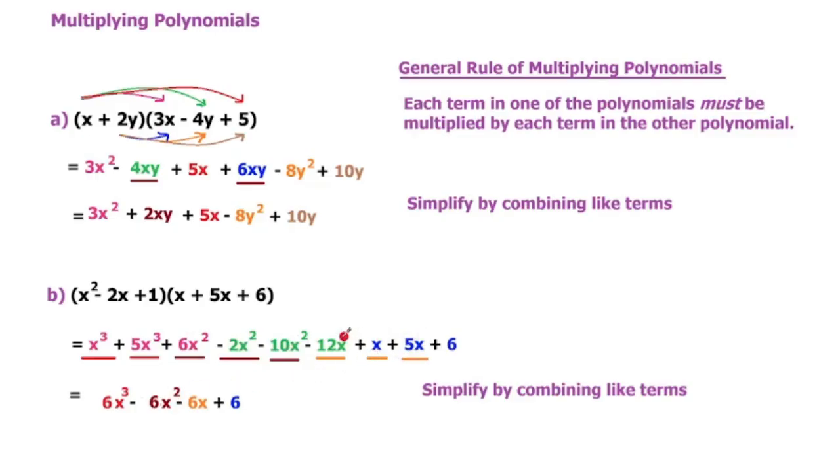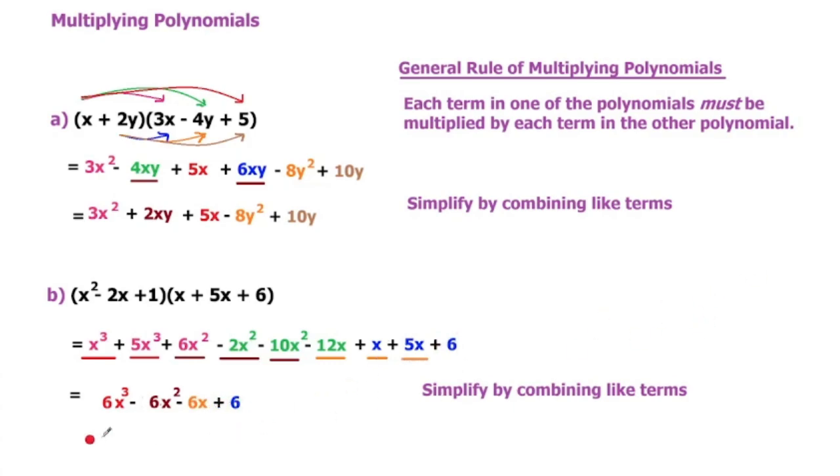Now let's work on these ones. Negative 12x plus x gives us negative 11x. Then negative 11x plus 5x gives us negative 6x, okay? And then we're left with plus 6 here, okay? So we bring that down.